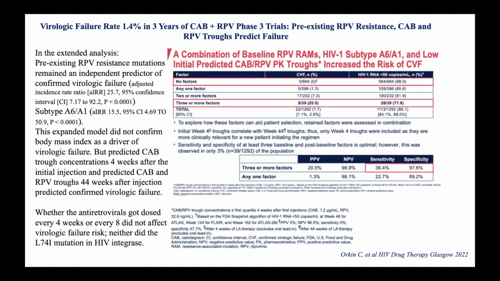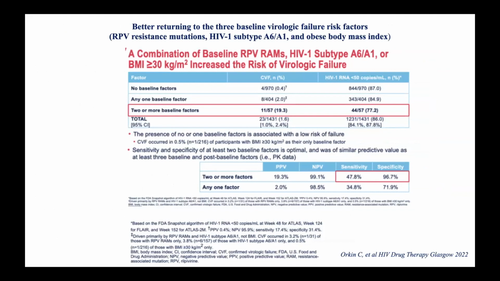And here what they saw at the end, finally, is that indeed the best model was again that if you have none of these factors, rilpivirine resistance at baseline, HIV subtype A6/A1, or BMI more than 30, so if you have no baseline factors, you have a very low risk of failure. If you have at least 1, you have 2%, but if you have at least 2 or more, you have 19% of failure, you see. And you see that there is quite good specificity, 96.7%, with a sensitivity of 48%.